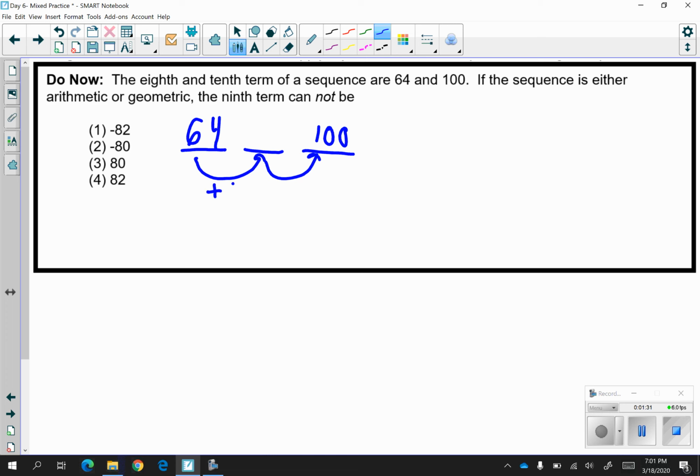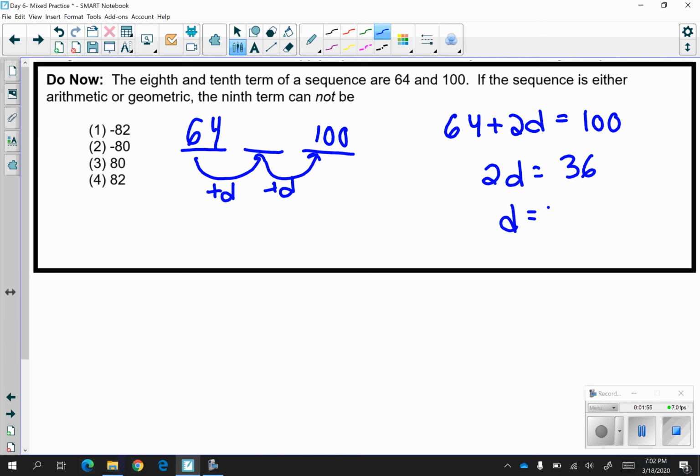And each time I'm adding my common difference to get up to 100. If you write out the formula, that's 64 plus my two skips has to give me 100. You end up with 2d is equal to 36. So that d has to be 18. And remember, 18 is not your answer. That is only your common difference.